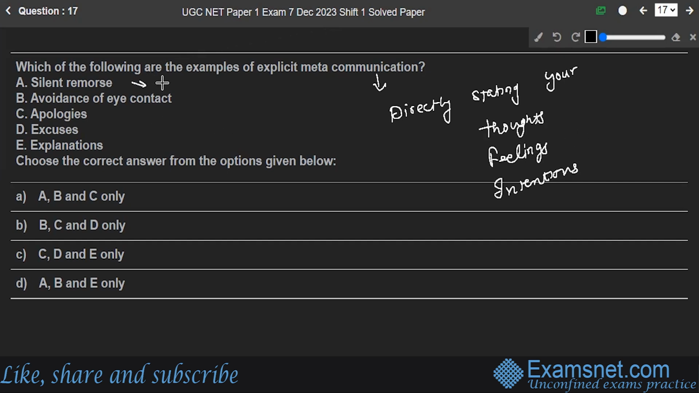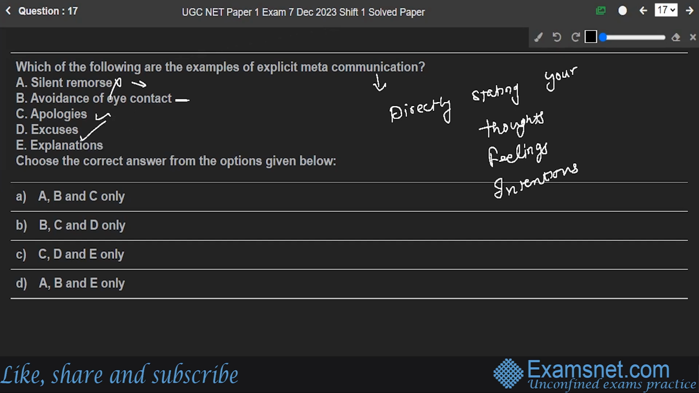Silent remorse, the first one. This can be interpreted in many ways and does not explicitly communicate your feelings or intentions. So it falls under non-verbal communication. This is not the answer. Avoidance of eye contact is similar to silent remorse. This is a non-verbal cue that could have different meanings depending on the context. So it's not explicit communication. And you have the apologies. These directly address a mistake or offense, so making them explicit meta communication.